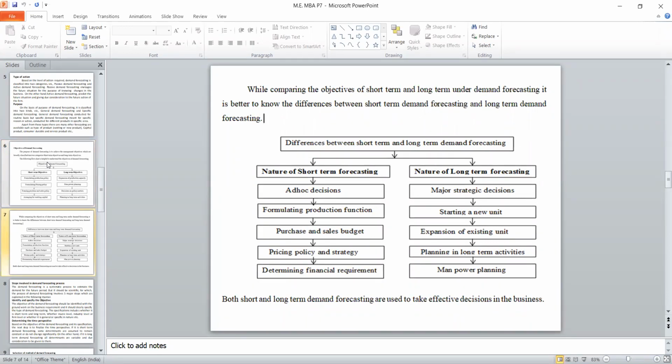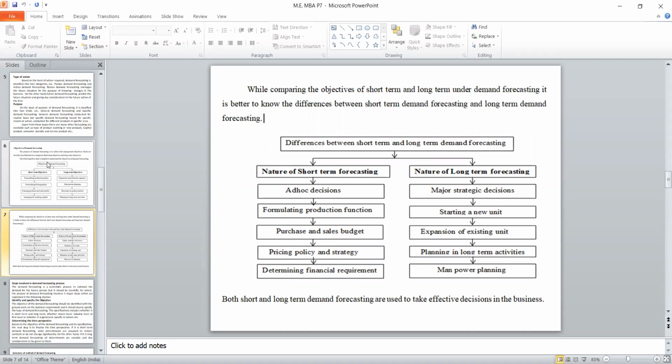Similarly, how much raw material you are going to purchase and what is the sales target for the next month, all these things are short-term nature. But how to expand the existing unit, where we have to start a new branch, where the demand is more, whether that market will be a feasible one, all these things, if you want to take that decision, it is not a short-term nature, it is a long-term nature.